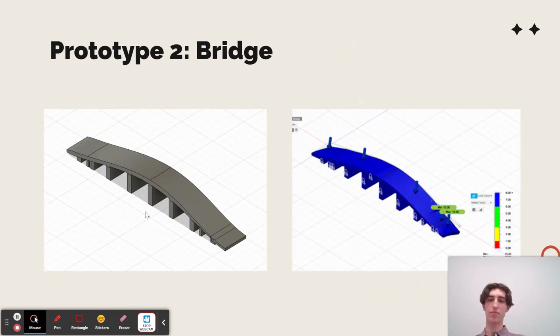Our second prototype is a bridge. We designed this in Fusion 360, and we did a stress test on it as well. Through the stress test, we found that it would not be able to support enough weight to be deemed safe to use on campus, and it would also take up a lot of space and not be very aesthetically pleasing.